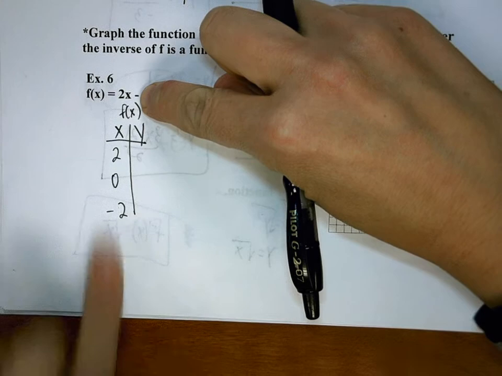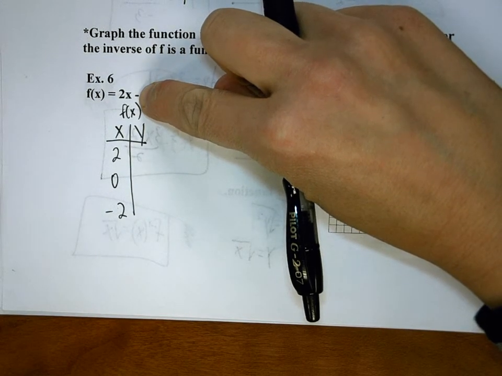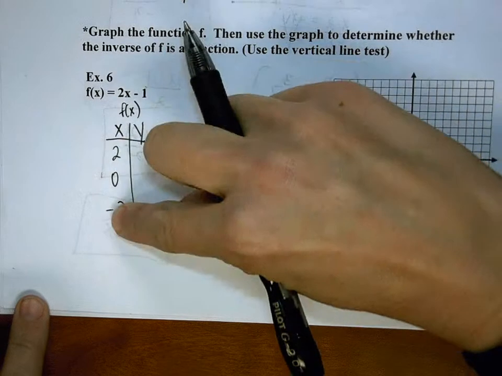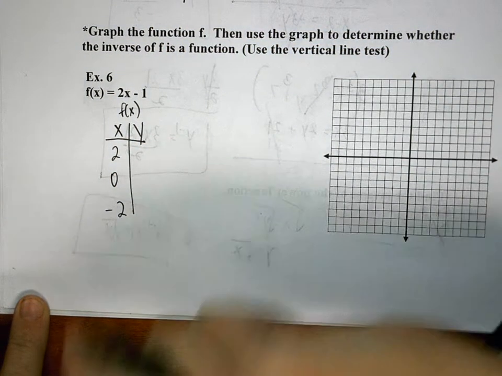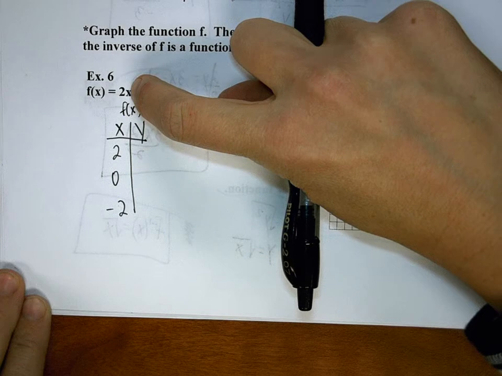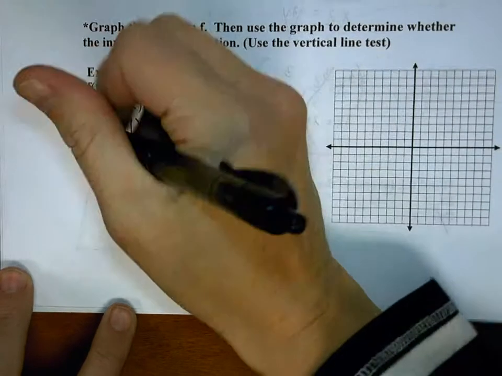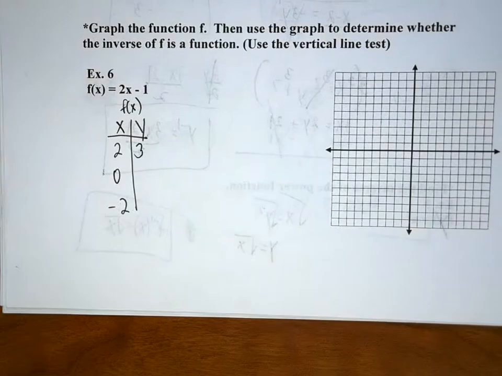Could you pick any numbers you want? Yes, I'm just choosing these numbers, but you could choose any ones that you want, but have a positive, a negative, and 0. Okay? When I plug 2 in here, 2 times 2 is what? 4. And 4 minus 1 is 3. So my y is 3 when my x is 2.